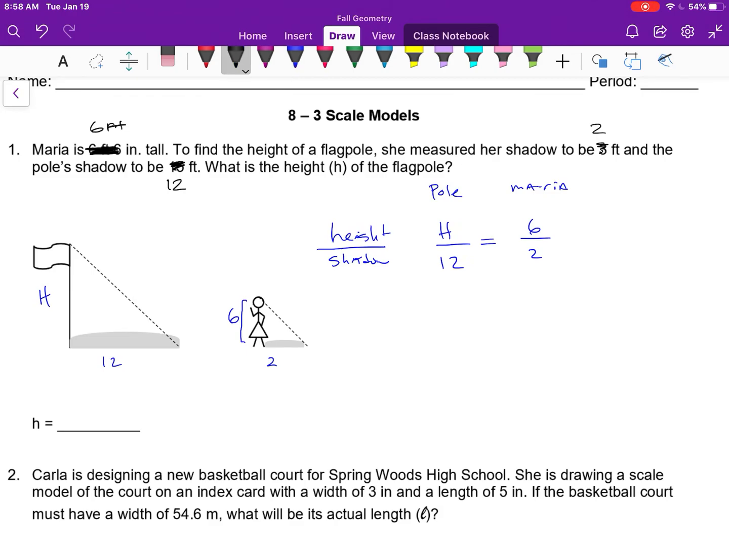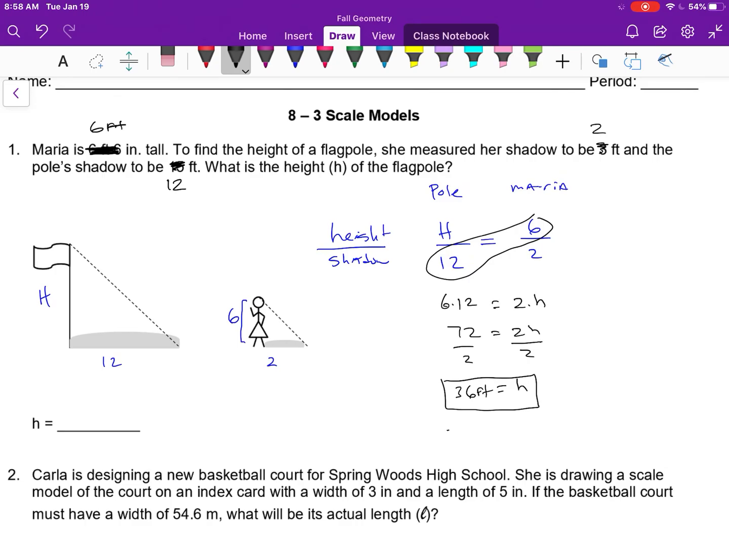One thing we can do is cross multiply now. We have 6 times 12, and then 2 times H, which is 72 equals 2H. Divide by 2, and then the height will be 36 in this case, so it'll be 36 feet. Be careful, because I changed the values on here, so it's not going to be 36 feet in your version. Just make sure you follow along.